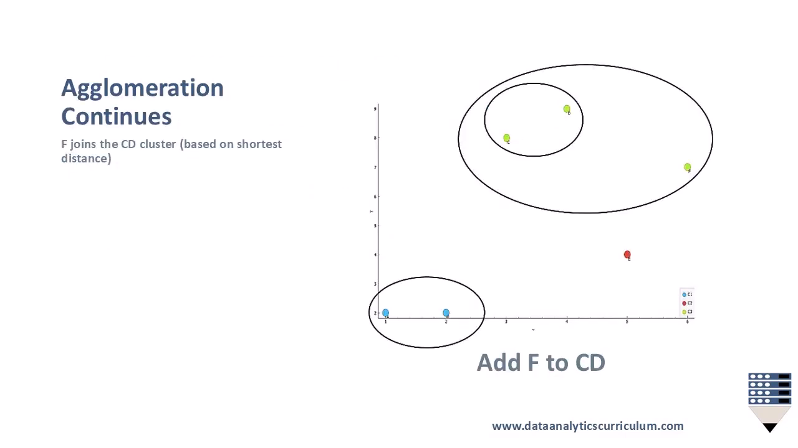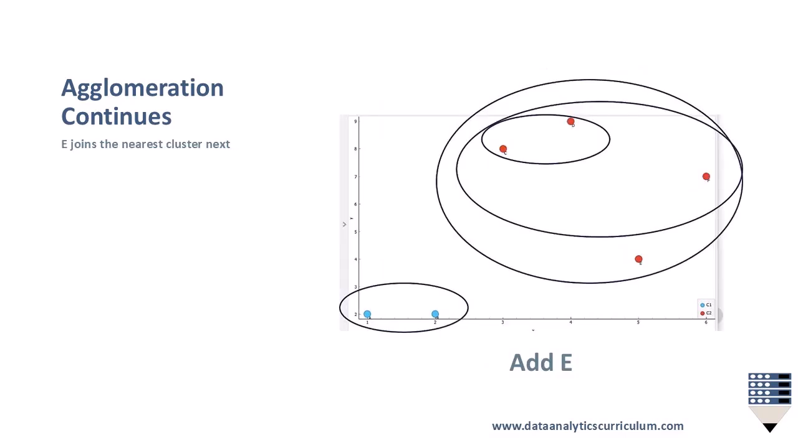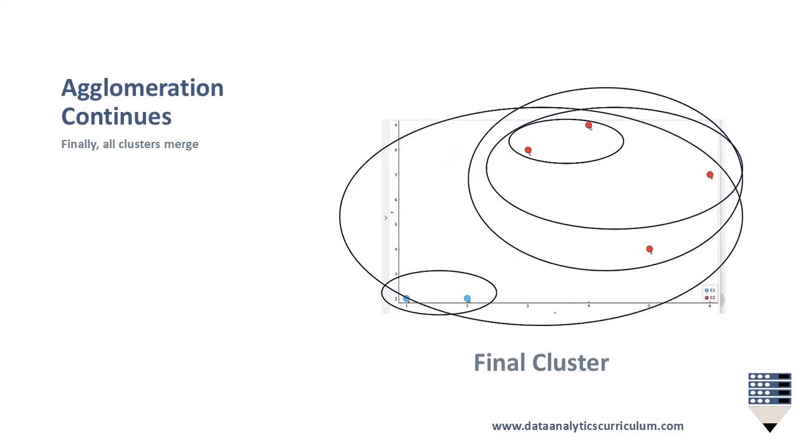Agglomeration continues. The process repeats. For example, cluster CD might merge with F if that's the closest distance, and later E joins the nearest cluster. This continues until all data points have merged into a single large cluster.